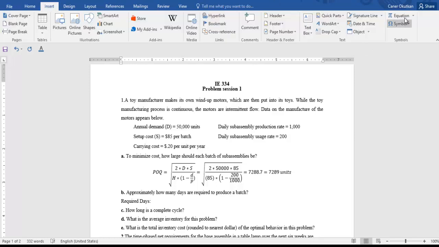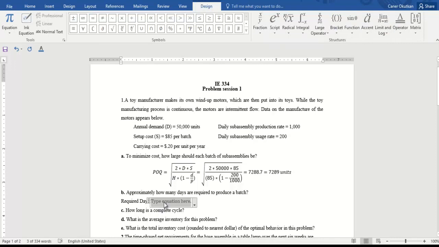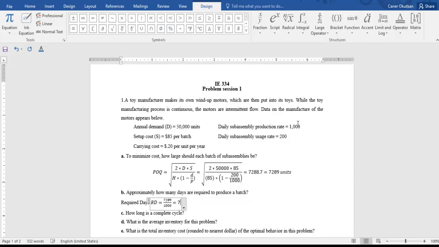Again, insert the equation. Required days equals we use the batch quantity divided by the production rate, equals 7.3 days to make these units.